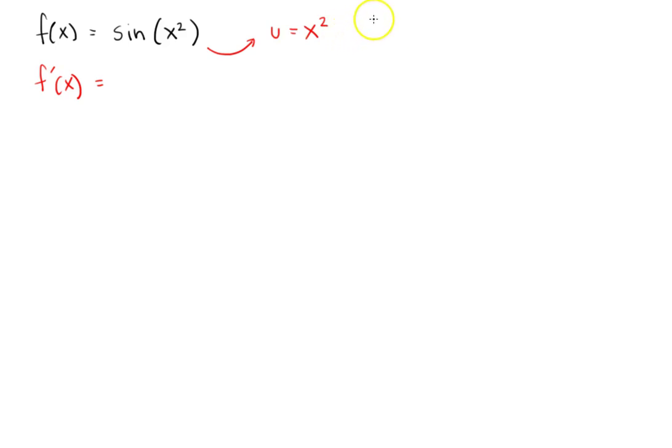Therefore, here, I can say that f of x is equal to sine of u, which makes it a lot easier, because then, according to the chain rule, it is the derivative of the function outside. That's sine, so the derivative of sine is cosine. So it's cosine of u. Well, u in this case is x squared. And then I'll take all that and multiply it by the derivative of u, du dx. So what is the derivative of x squared?